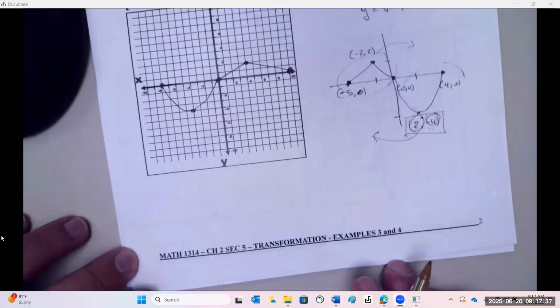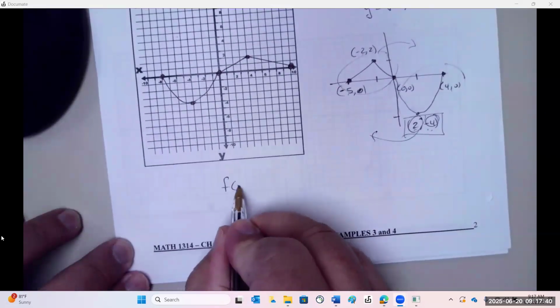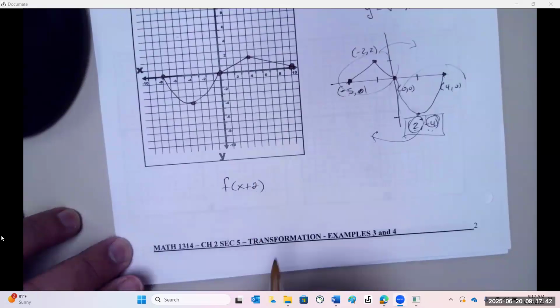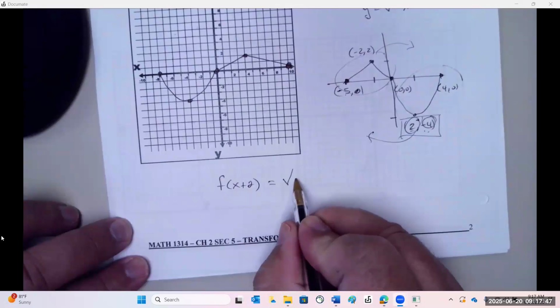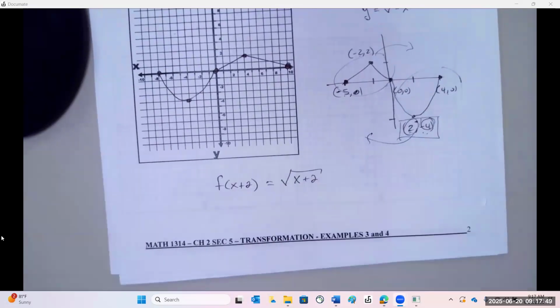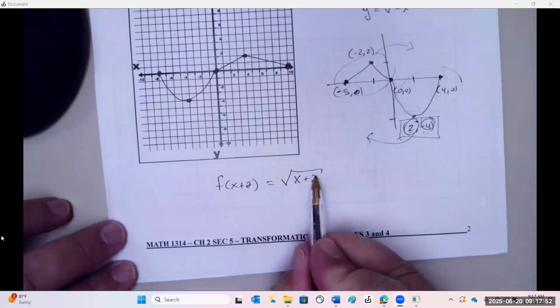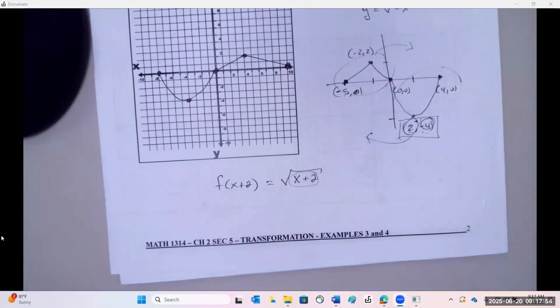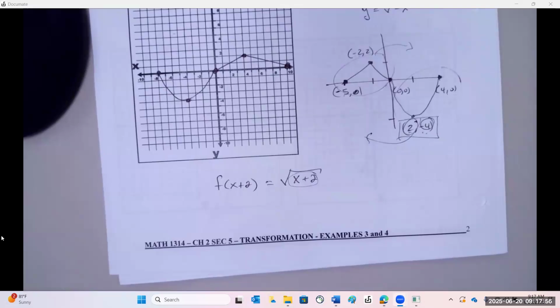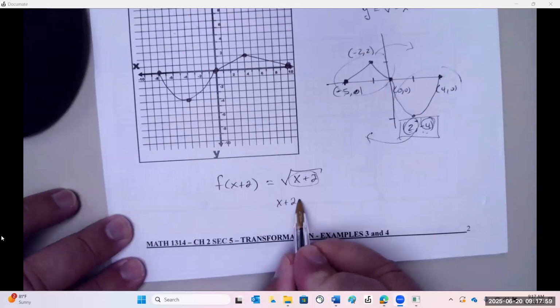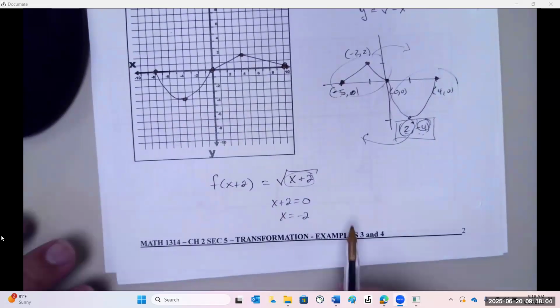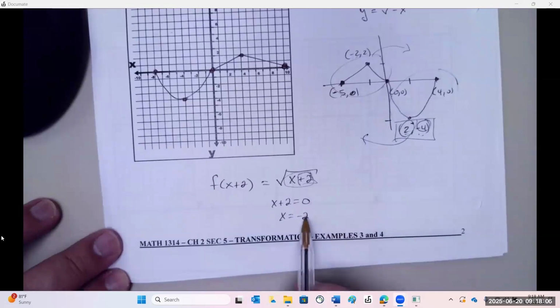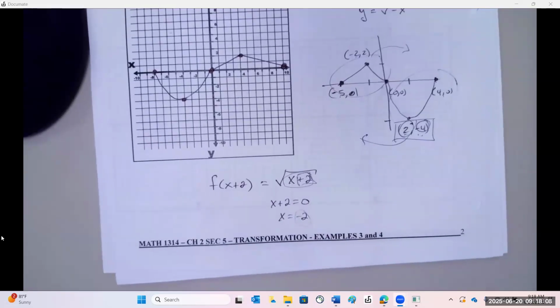Good question. Because if I had f of x plus 2 equal, let's say we're looking at a square root. What do we know about inside the square root? What's the smallest number we can have inside there? 0. So if we take this equation, set it equal to 0, this says +2, and so it becomes -2, because that's where it makes it a new 0.